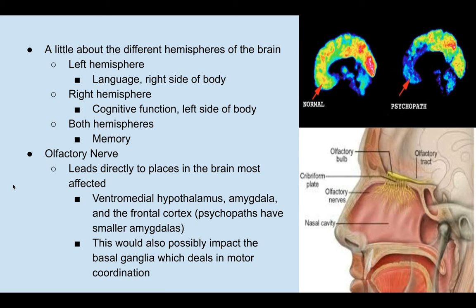A little bit about the different hemispheres of the brain. So as you already know, we have the left and the right hemisphere. The left hemisphere controls the movement of the right side of the body, and the right hemisphere controls the movements of the left side of the body. The left hemisphere also controls language, while the right hemisphere controls cognitive functions and the left side of the body. Then there are things that require both halves of the brain. One of those is memory.